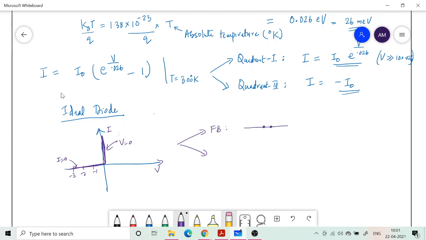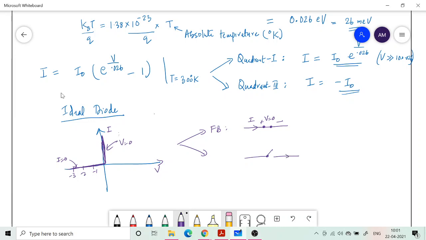Now, short circuit means what? You can pass any current through the diode, but the voltage drop will be 0. So that's the equivalent circuit of a diode. And whereas in the reverse bias situation, what will happen?